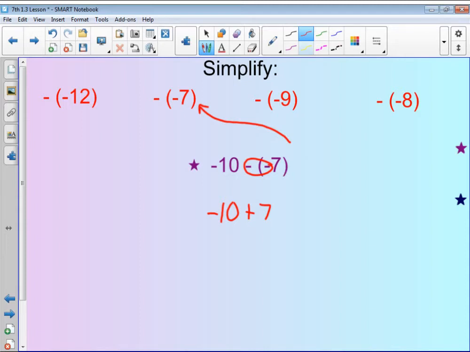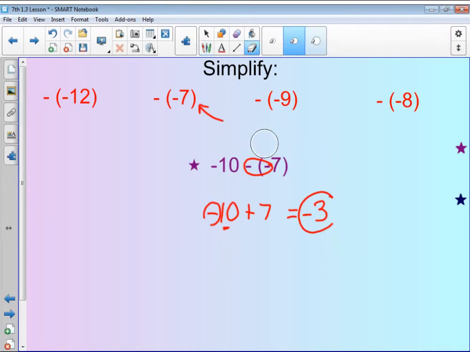Different symbols, find the difference. The difference is 3. Apply the larger sign. 10's a bigger number. It had a negative symbol, so it becomes negative 3 for our answer. Okay. Let's try another one.